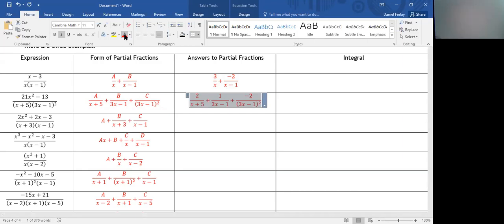Okay, next one. So I'm going to times by the bottom to get 2x squared plus 2x minus 3. This is a times (x plus 3)(x minus 1). That's got nothing to cancel out. Here the x plus 3 will cancel out. And here the x minus 1 will cancel out.